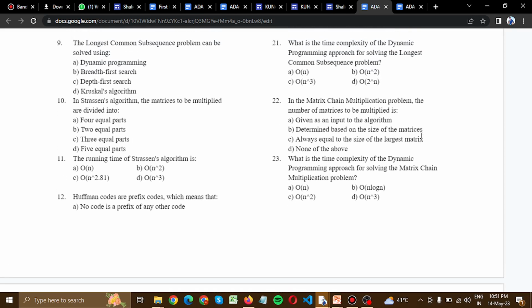Now next question number 22. In the matrix multiplication problem, the number of matrices to be multiplied is. So the correct option is A, given as an input to the algorithm.